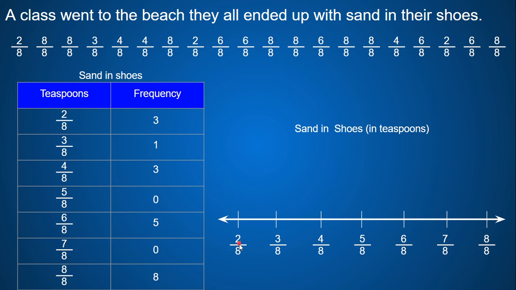So 3 people had 2/8 of a teaspoon of sand in their shoe, so we put 3 X's above that. One person had 3/8, so we put 1 X there. 3 people had 4/8, so we put 3 X's there. Nobody had 5/8, so we don't put anything above that. 5 people had 6/8 of a teaspoon, so we put 5 X's above the 6/8. Nobody had 7/8, so 0 there. And 8 people had 8/8 of a teaspoon, which is 1 full teaspoon in their shoe, so we put 8 X's above that.